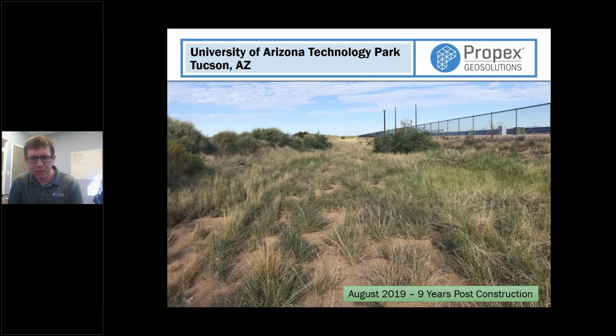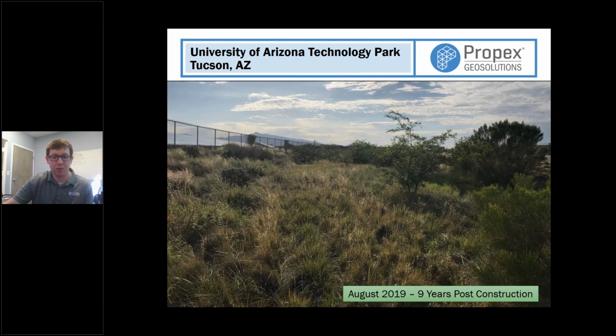So this was seeded with natural native vegetation that could take hold. Obviously, this is not going to be the same vegetation you get out in the east. But this is 10 years later, or 9 years later. Great vegetation, not just grasses. You got some shrubs and small bushes as well.